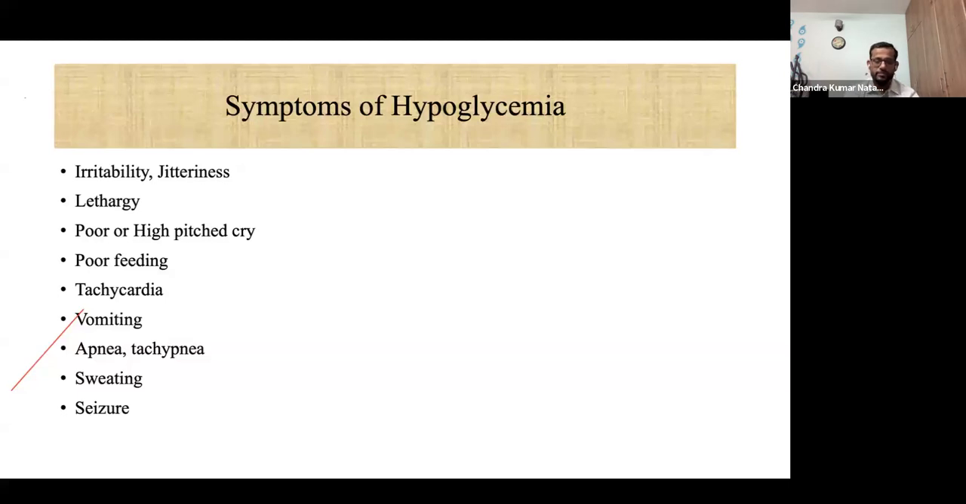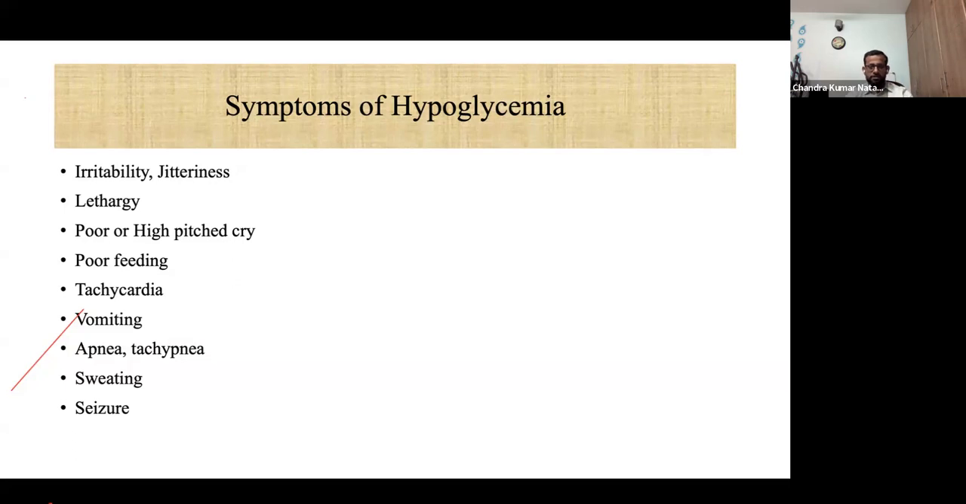Hypoglycemia can cause symptoms due to two reasons. The symptoms of hypoglycemia are divided into neuroglycopenic symptoms. That is, due to lack of glucose supply to the brain, you develop these neuroglycopenic symptoms, which include lethargy, poor feeding, and the baby may go into apnea. So these are all neuroglycopenic symptoms, and the baby can also develop a seizure. This is because of reduced glucose supply to the brain.